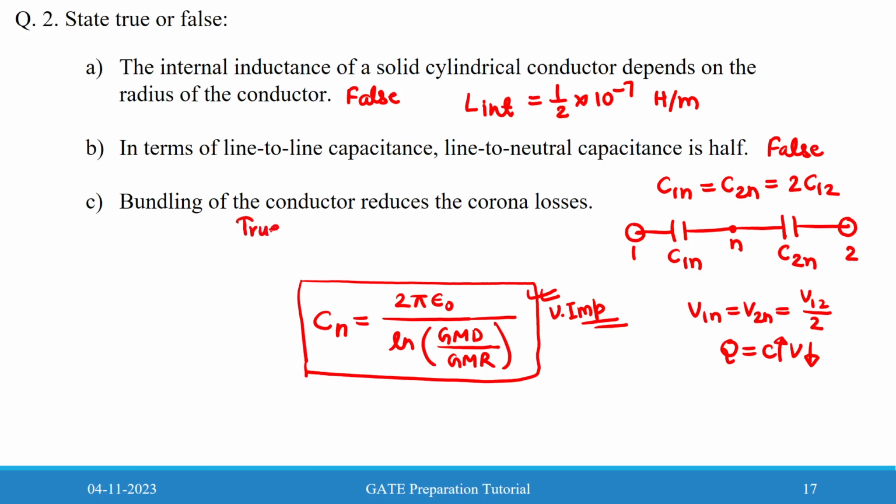Bundling of conductors has several positive points. First, it increases the GMR, so that line inductance decreases. That's why it increases the power transfer capacity of the line, and it reduces the corona losses, and it reduces the radio interference also. So these are all the advantages of bundling of conductors. Bundling of conductors leads to an increase in the geometric mean radius of the conductor.